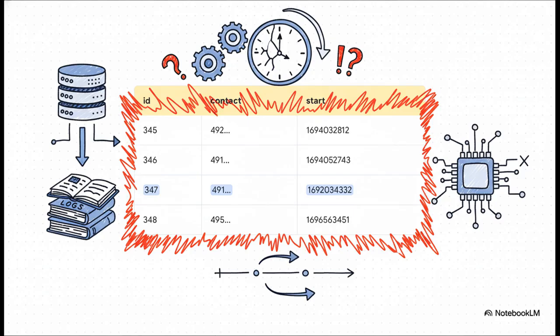But wait, look at ID 347. The timestamp suddenly jumps backwards in time before correcting itself on the very next entry. That sticks out like a sore thumb. It's a massive red flag that the device's clock has been tampered with.